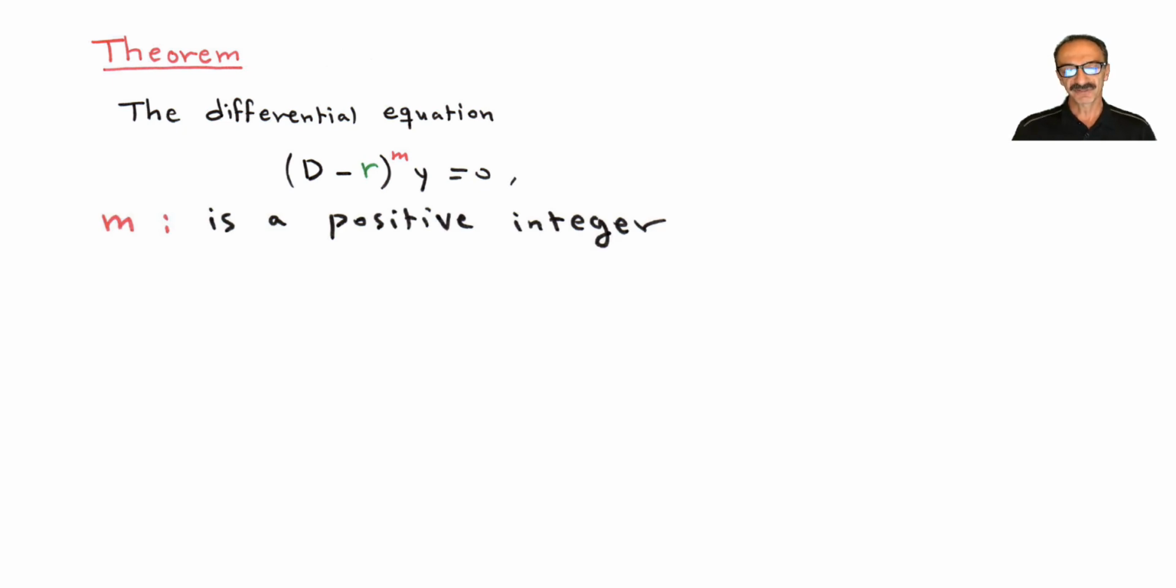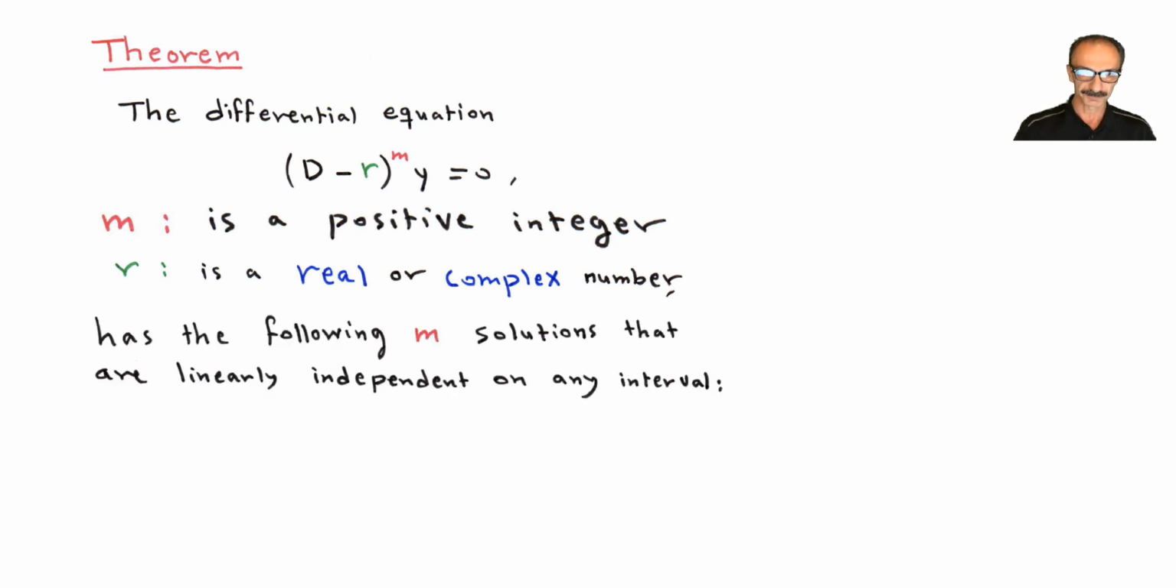m is a positive integer, like 2 for repeated twice. r is a real or complex number. The roots could be real or complex.